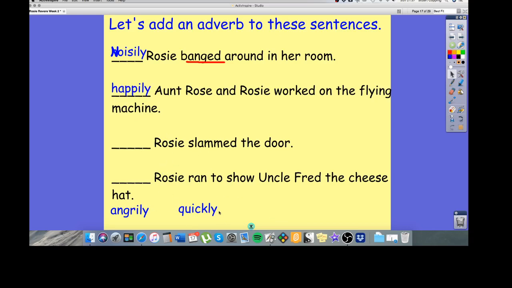So we've got 2 left, 2 adverbs. Rosie slammed the door. Did she quickly slam the door? Did she angrily slam the door? Well, that could be either. So let's have a look at the next sentence as well. Rosie ran to show Uncle Fred the cheese hat. Did she angrily run or quickly run? 5 seconds. It's quickly there and angrily there. Okay. So we're choosing the right adverb for the sentence.